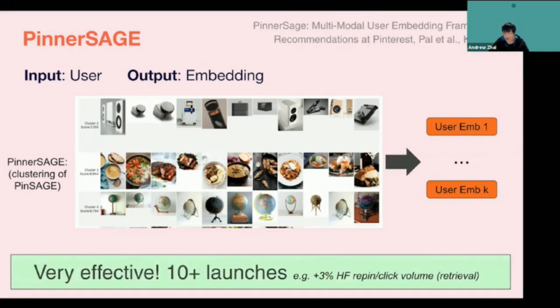And this was actually quite effective. It seems like a simple approach, but we had over 10 launches with this algorithm. And one of the most significant ones we had was this 3% increase in home feed engagement volume. So home feed is the personalized recommendation system that you see when you enter Pinterest, and it powers around the majority of engagement on Pinterest. So a 3% increase there was quite significant.